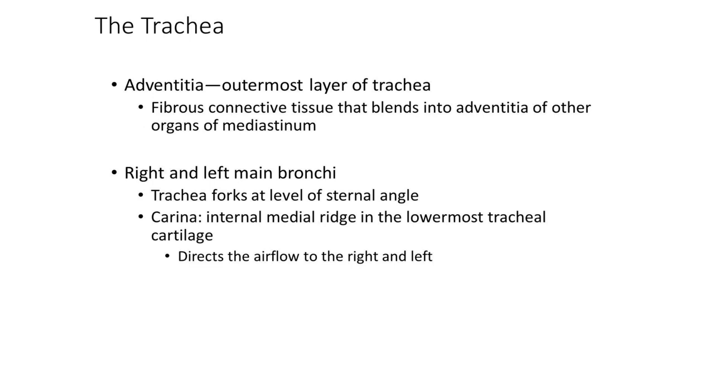You then have a right and left main bronchi. This is where the trachea actually forks at the level of the sternal angle. So basically it comes off into two branches. The carina is the internal medial ridge in the lowermost tracheal cartilage, and this directs the airflow to the right and the left, because you have two lungs, the right and the left. So the trachea then forms two branches to the lungs: one goes to the right, one goes to the left.